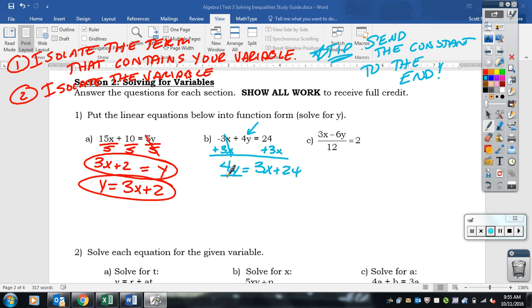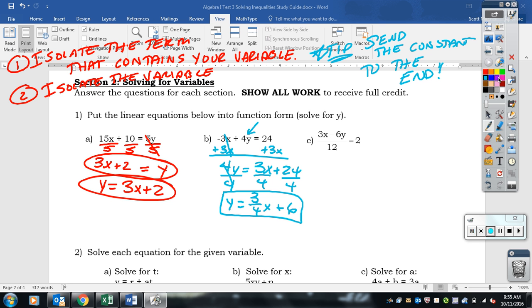When I divide, which is part 2, isolating the variable, every term gets divided by 4. Y equals 3/4 x plus 6. Yes, you can write this as 3x over 4, but 3 over 4 is just 3/4, and the x can drop to the side. So y equals 3/4 x plus 6.